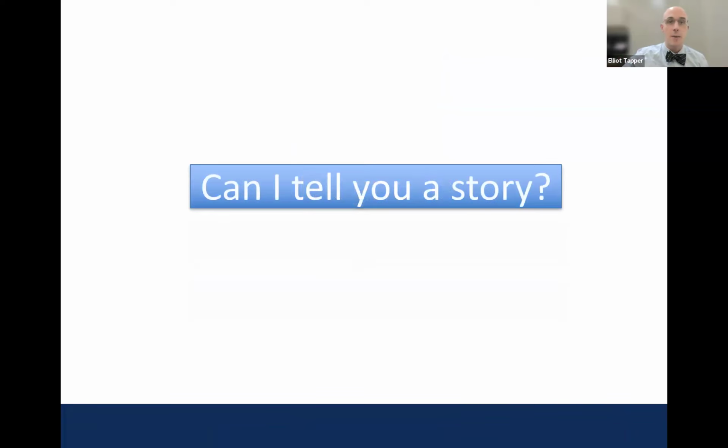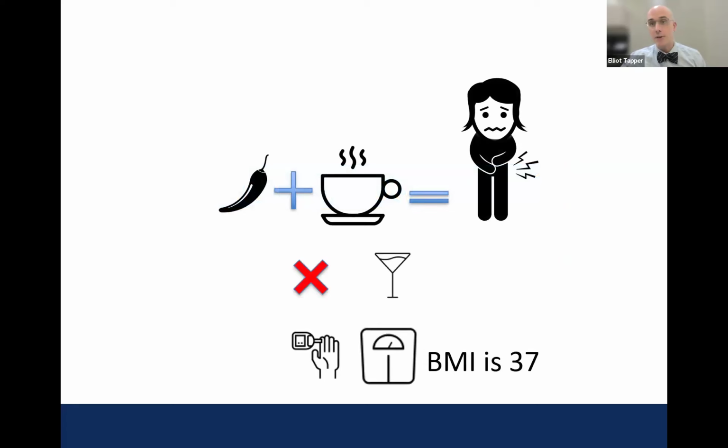So I like to start by telling you a story that informs how we ought to be diagnosing this condition. And the story has to deal with a patient who is middle-aged. She went to her primary care with abdominal pain, particularly when she had spicy foods and coffee. She doesn't drink any alcohol. She has medication-controlled diabetes, metformin only, and she has a BMI of 37.